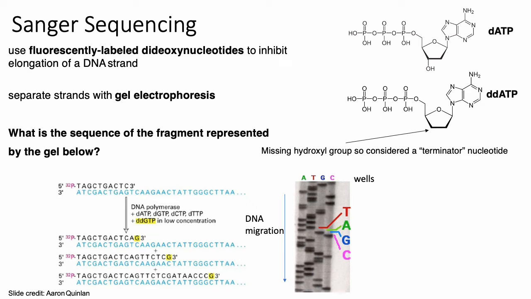The key point here is that you add in the dideoxynucleotides at a much lower concentration than the standard deoxynucleotides. And so what typically ends up happening is that the DNA polymerase will elongate the chain, and only infrequently will you actually incorporate a modified base and stop elongation.